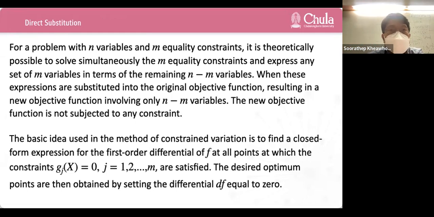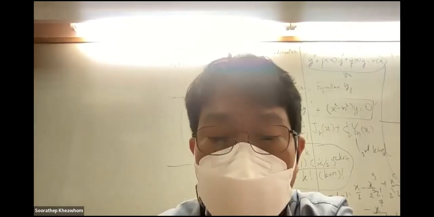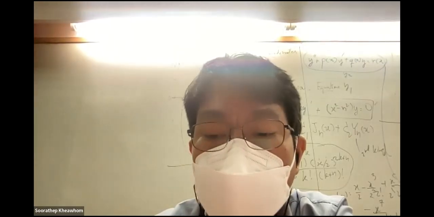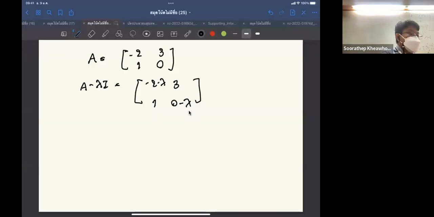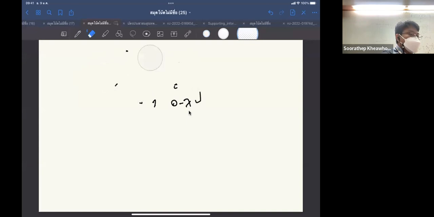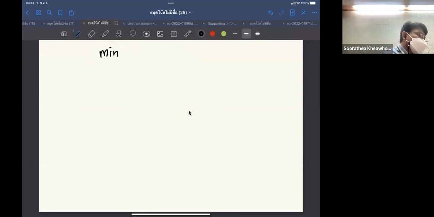For example, let me show you this one. For example, you have this function. You have minimization of x squared plus 2y plus xy, something like this.